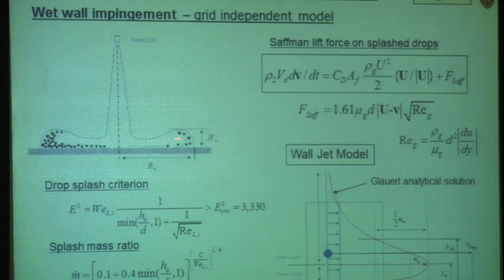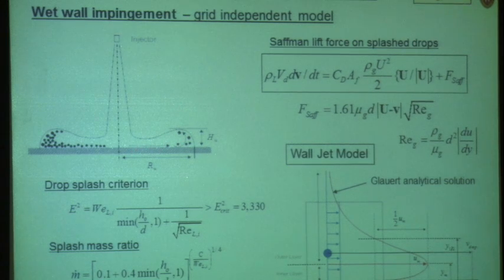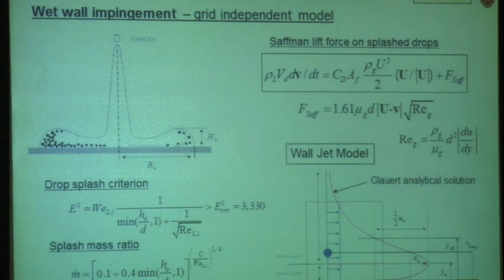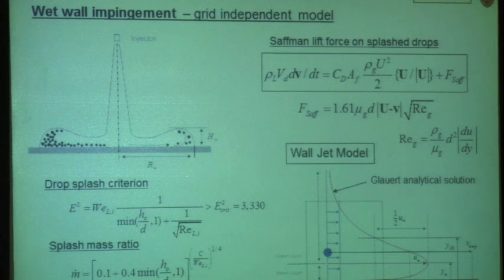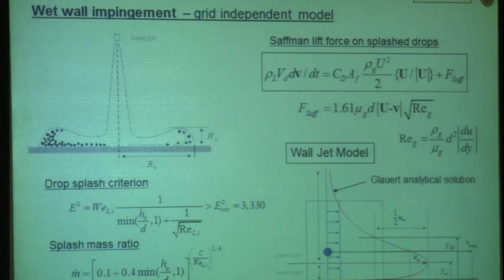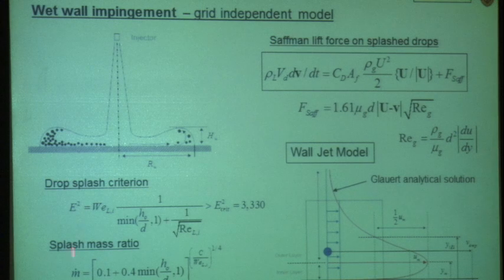Some of that liquid will remain in the film, and some will then be splashed. The amount that is splashed is given by another correlation that we obtain from the literature, which again depends on the film thickness, the diameter of the impinging droplet, and a coefficient here that essentially accounts for the Weber numbers of the droplets. So this is kind of an empirical input to the model.